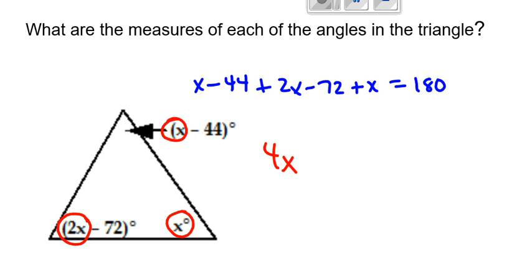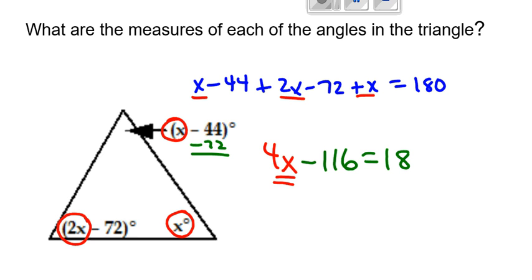And then I'm going to combine my numbers, negative 72 and negative 44. That's going to give me negative 116 equals 180. So notice if I would have done that up here, I have x plus 2x plus x. I still get my 4x that I have here. And then subtracting 44 and minus 72 is still going to be the same thing I did right here.